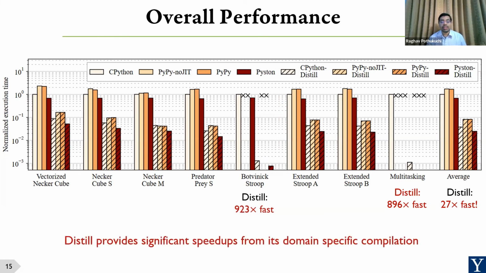Distill is able to provide significant speedups from its domain-specific compilation by aggressively eliminating dynamic data structures and by lowering entire models and frameworks into a common LLVM-IR.